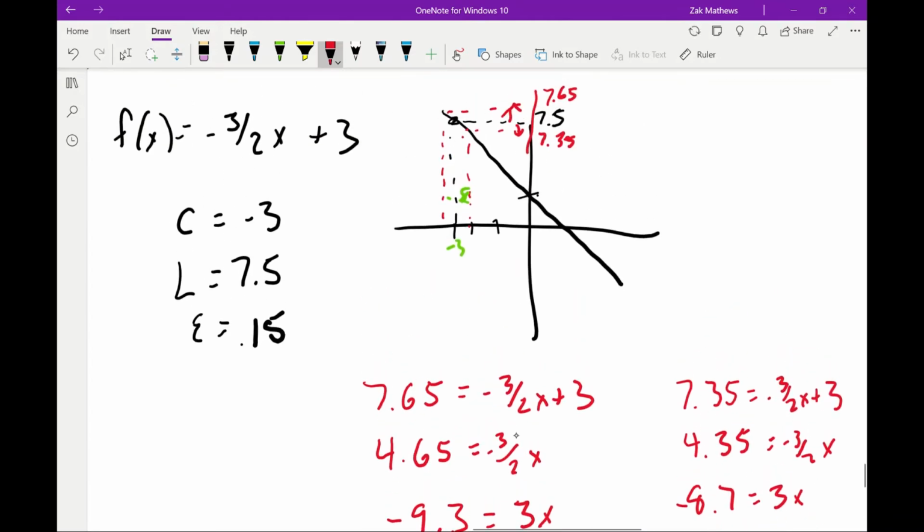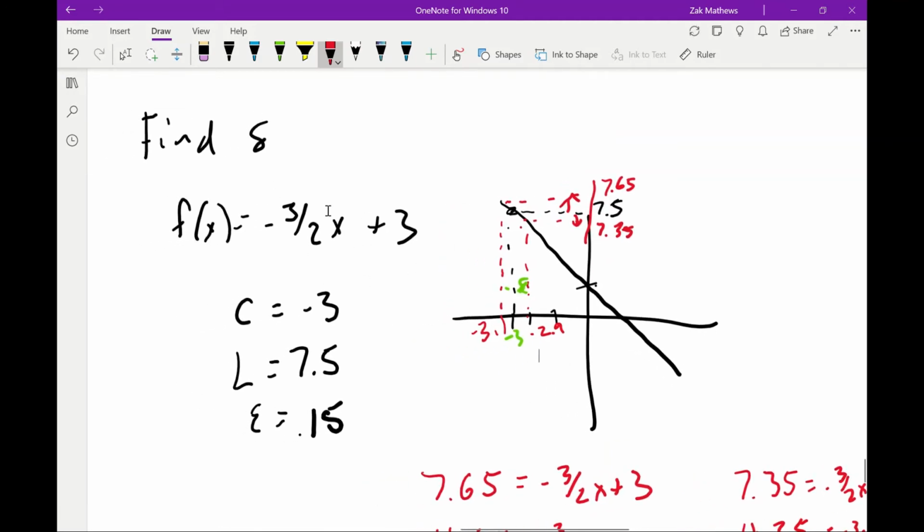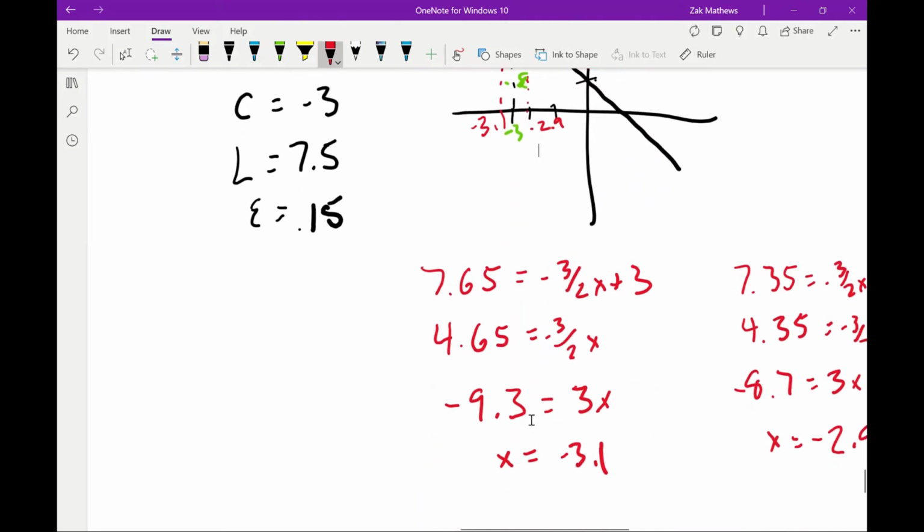The -3.1 was the one further to the left, so the -2.9 is the one further to the right, but these will give me those two positions. So the question is, can I find a delta that will make sure that I don't exceed the limit value by more than those epsilons, or can I find a delta value that will get me to those epsilon pluses and minuses from the limit? And yes, I can. I just did it.